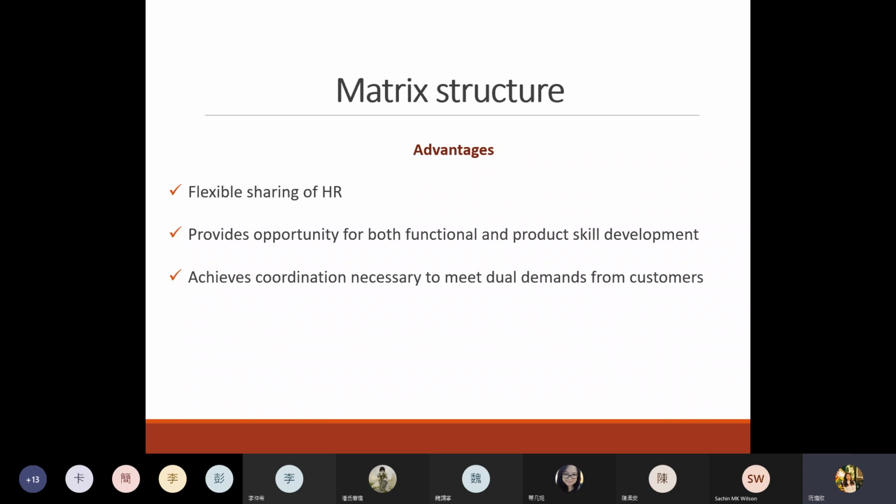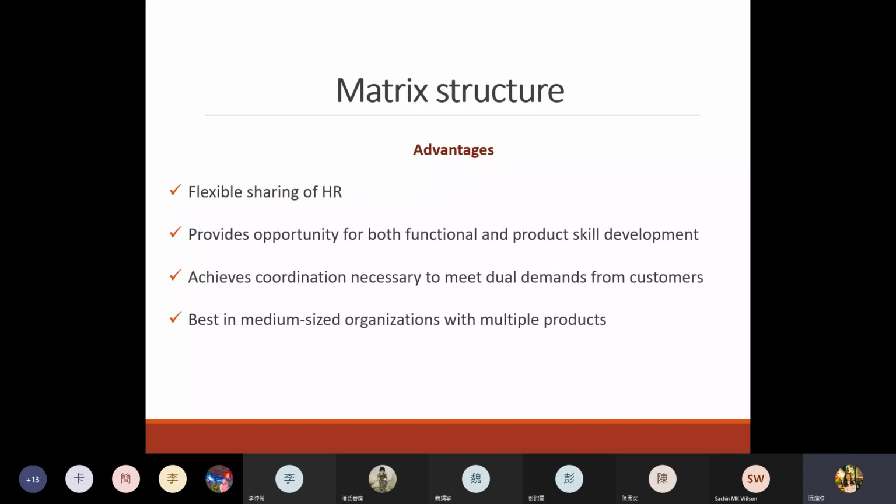And another one is that it can achieve coordination necessary to meet dual demands from customers. This is consistent with what I mentioned before, when we say that the environment requires frequent changes or initiatives. That is why it can meet the dual demands, which means something new and something fast. And another one is that this matrix structure will be most suitable for medium-sized organizations with multiple products. Of course, because if you have a single product, you don't need a matrix structure.